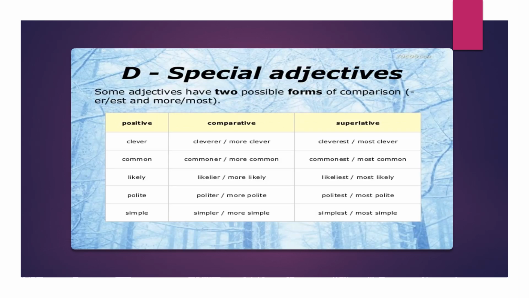Then we have certain special adjectives. Why special? Because they may have both forms of comparison. They may use er, est forms as well as more or most forms. A few of the words are listed here, like clever. You can have cleverer and more clever. You can have cleverest and most clever as a superlative degree. Another example: polite, politer, more polite, politest, most polite.